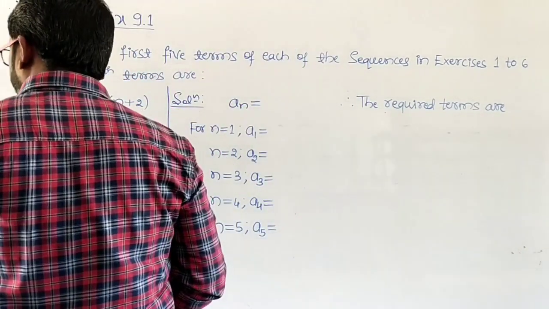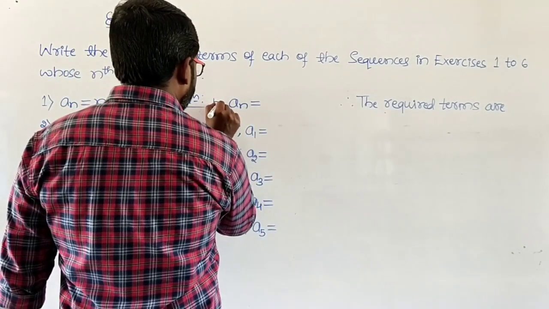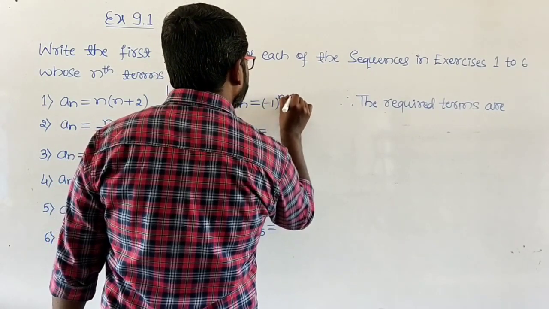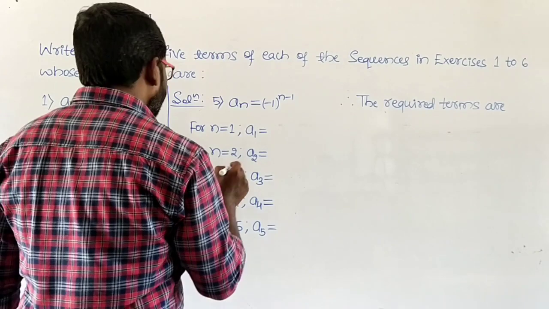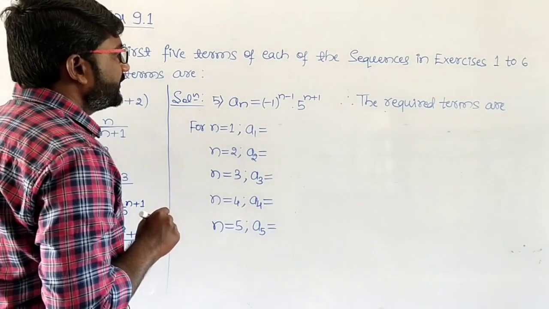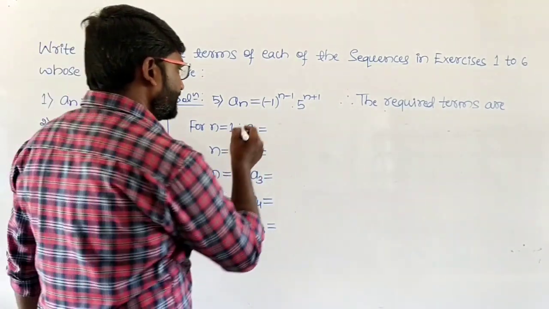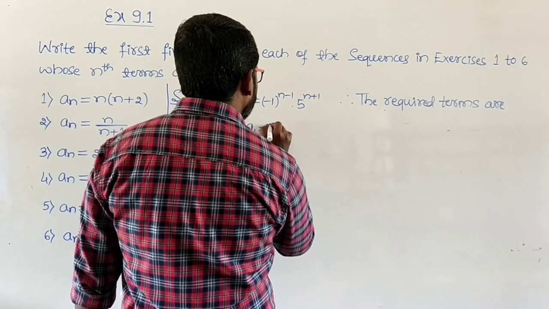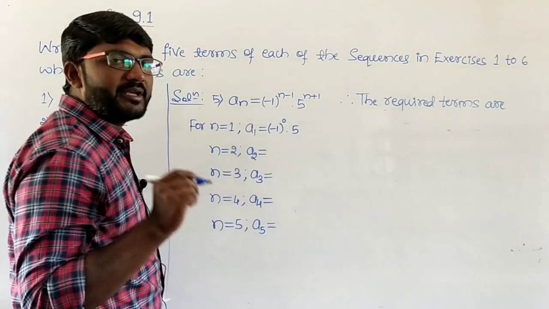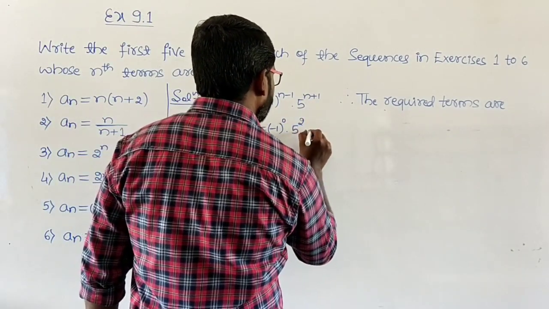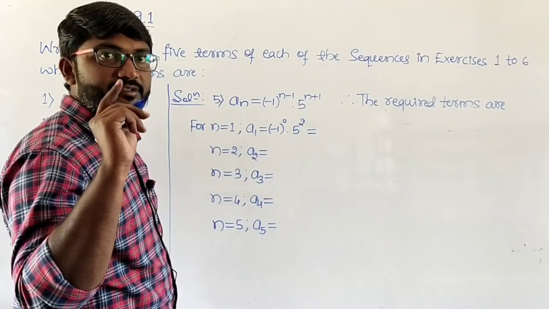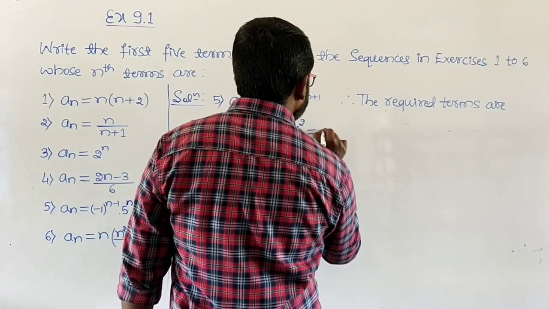Well, take up the fifth one now. a_n is equal to (-1)^(n-1) into 5^(n+1). Now go for n equal to 1. So what do we get now? Minus 1 to the power 1 minus 1 will be 0. Then 5 to the power, in place of n we write 1, 1 plus 1 will be 2. So here minus 1 raised to 0 will be 1. A raised to 0 is always 1. So 1 into 5 square is 25.